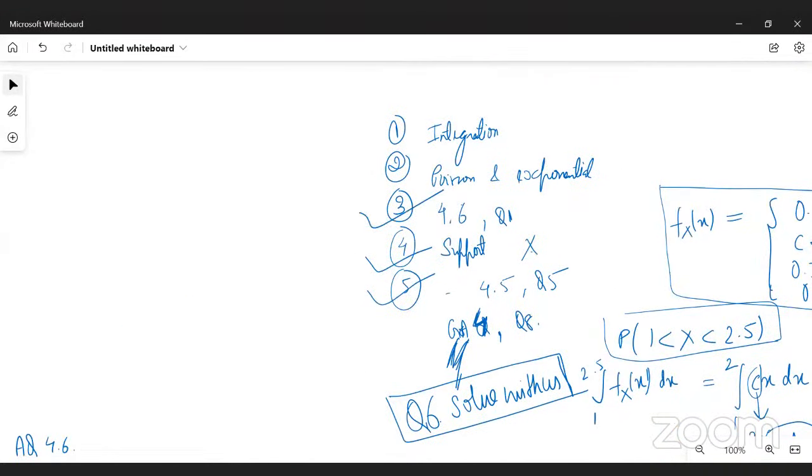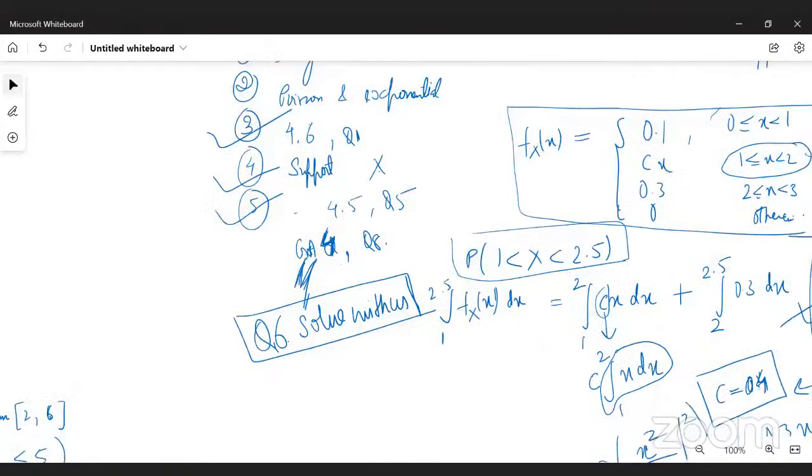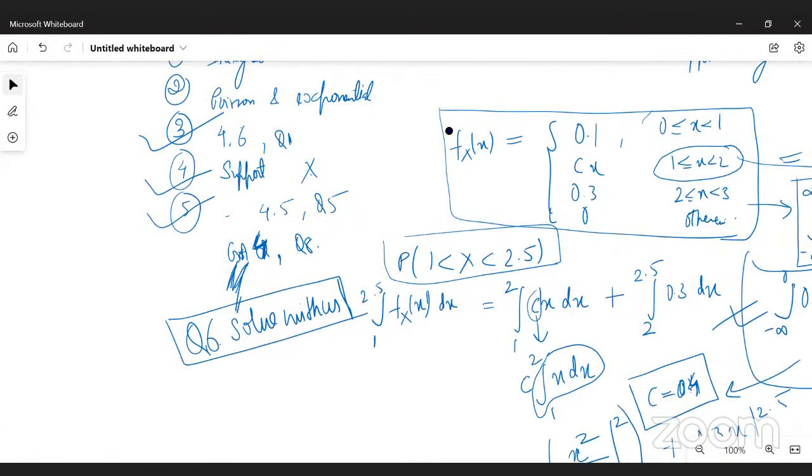So this is also done. Poisson and exponential. It's not really understandable. Sorry.